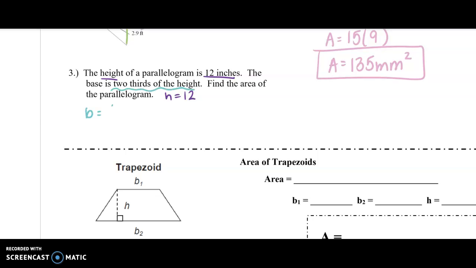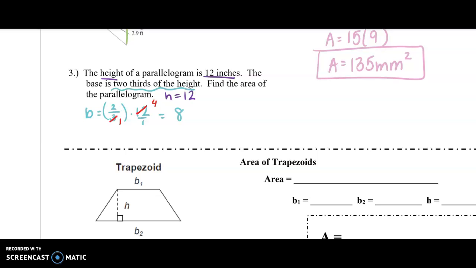So the base is 2/3 of, and "of" means multiply. So of the height, so 2/3 times 12. You can simplify that because that's like 12 over 1. 12 cancels out, becomes a 4. 3 becomes a 1, right? Remember learning simplifying fractions. So 2 times 4 is 8.